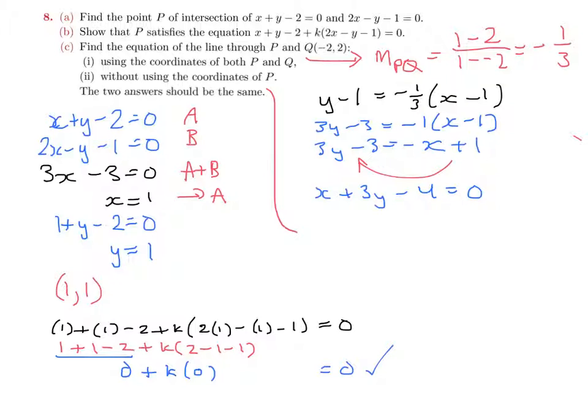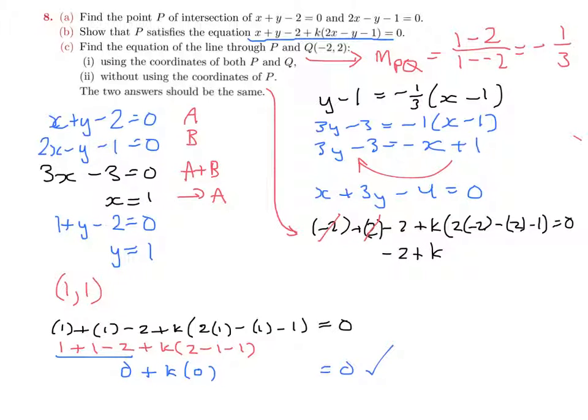Now, in order to do this, we know that the line must satisfy x + y - 2 + k(2x - y - 1) = 0. And Q must satisfy this equation as well because it lies on this line. So if we sub in Q, we get -2 + 2 - 2 + k(2(-2) - (2) - 1) = 0. Let's see, they cancel out, so we get -2 + k(-4 - 2 - 1), that's -7k, equals 0.